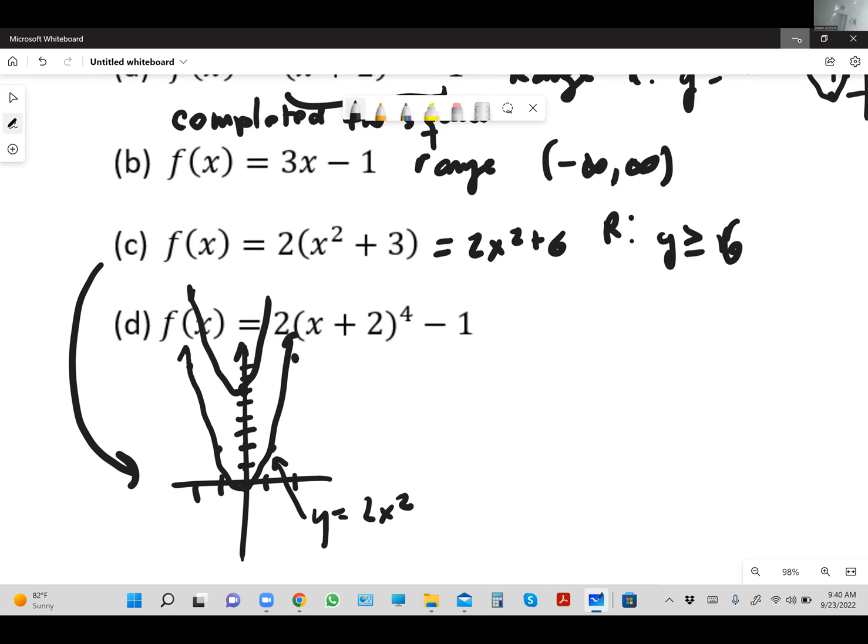The next one feels like part A. So part D feels like part A. You can tell that the vertex for this one is going to be -2, -1. If there was a completed the square form for a quartic, that would be it. So you could tell already that the range is y is greater than or equal to -1. If you were to plot this, it would be like a flattened parabola with the vertex at -2, -1. Make sense? Sort of, kind of, maybe.